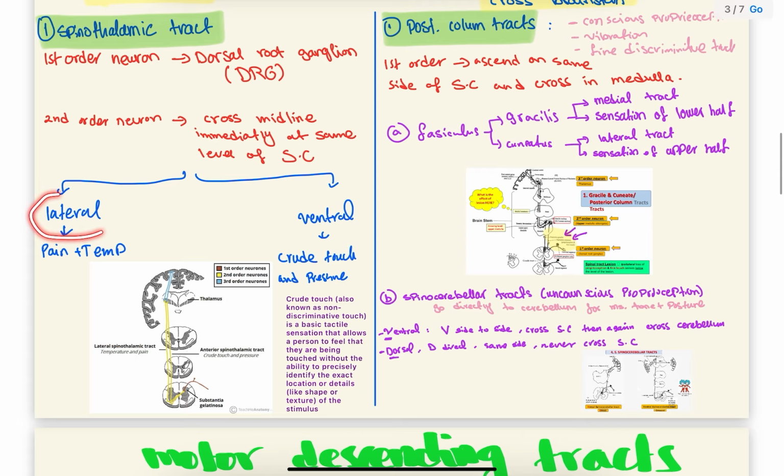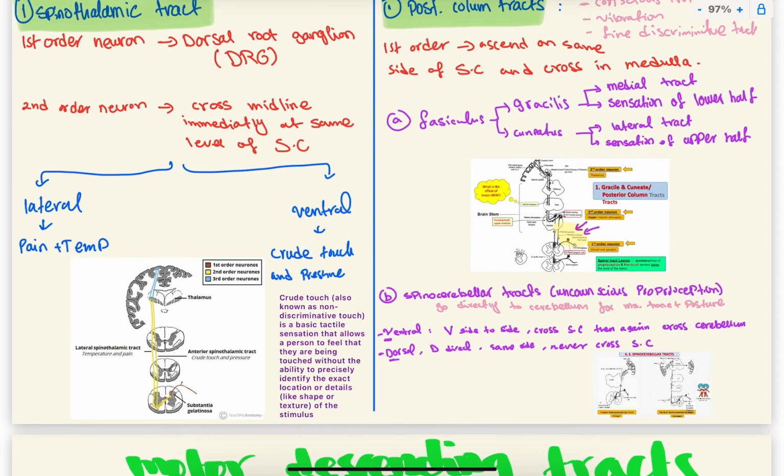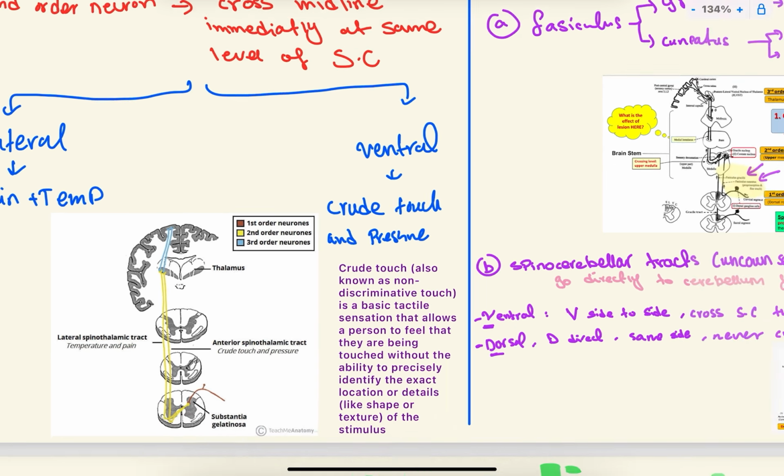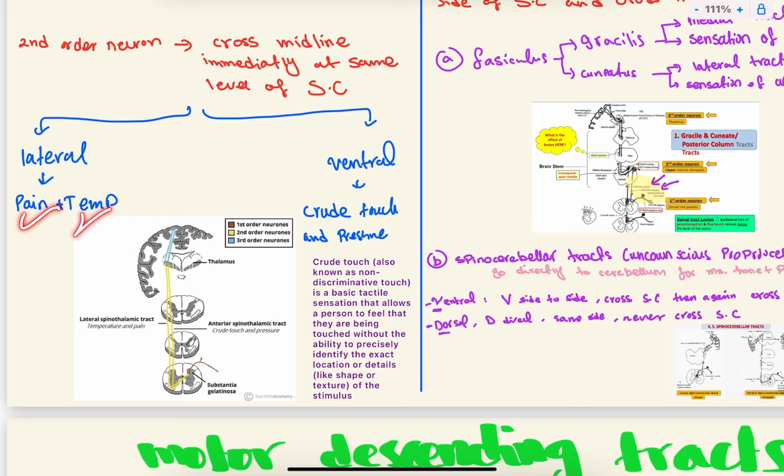Okay, now for the lateral tracts, on the other hand, these lateral spinothalamic tracts, which we see here laterally, this is the ventral or anterior, and lateral to it a bit, we have the lateral spinothalamic tract. It's associated with the pain and temperature. Whereas the ventral tract, this one, is associated with the crude touch and pressure.